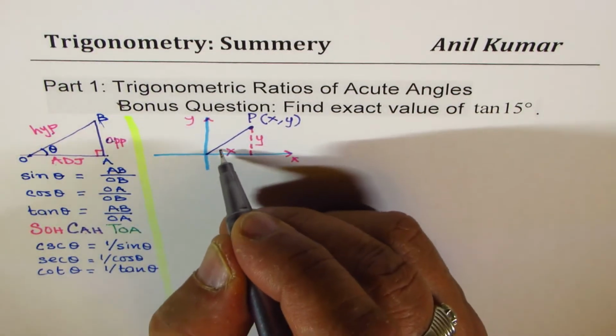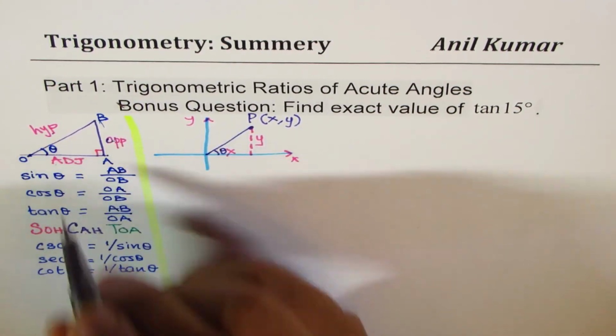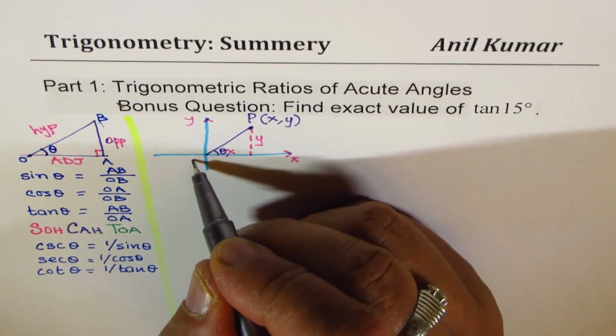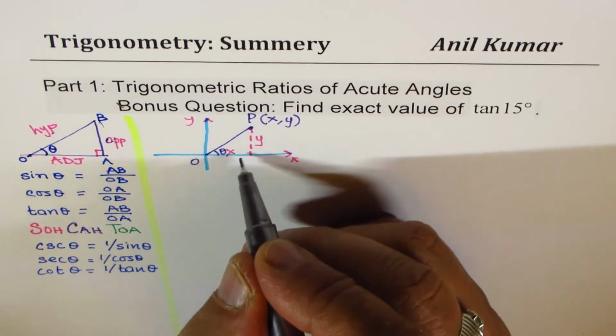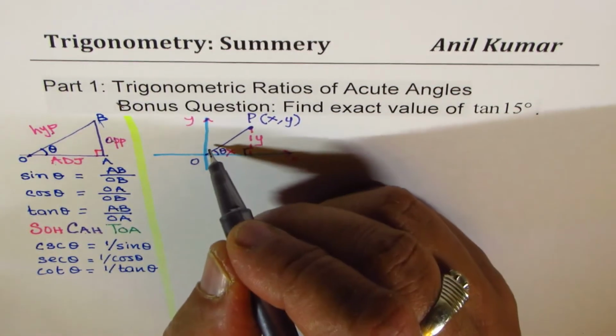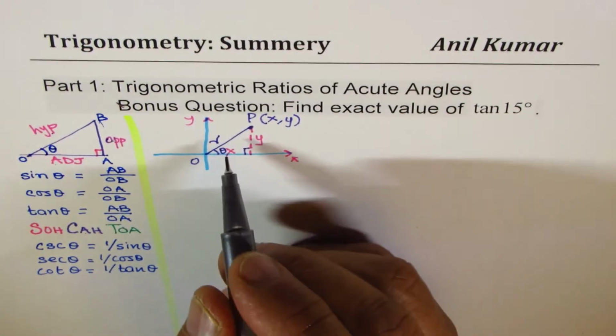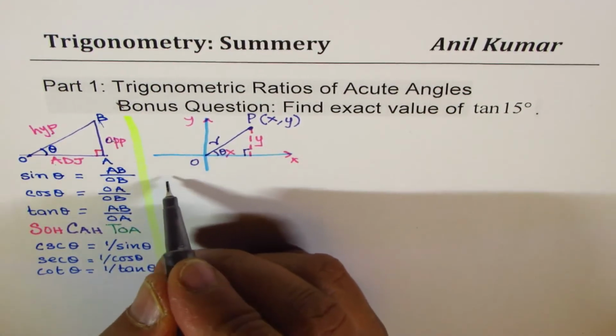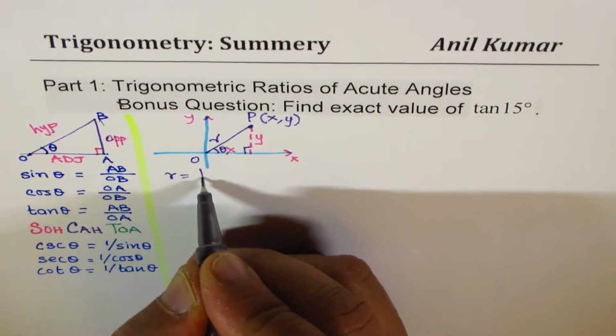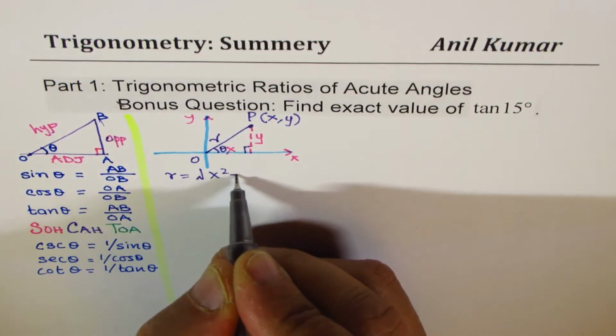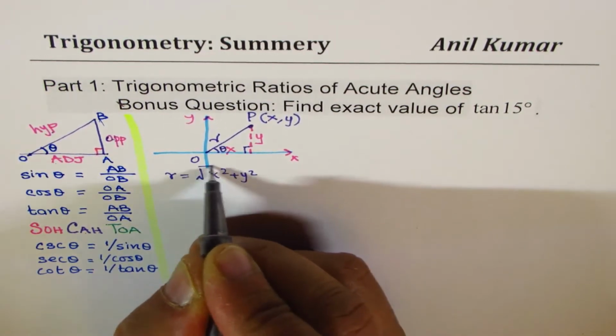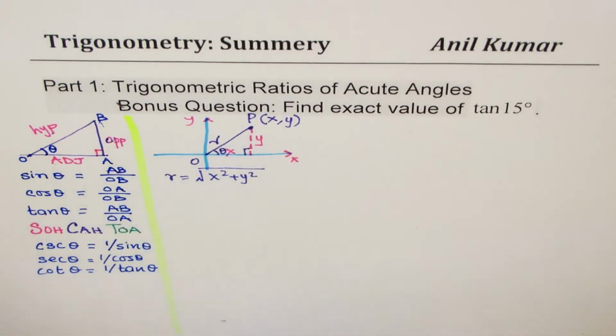Now, if I say this angle is theta, as we have taken here, and the distance from O to P using Pythagorean theorem, let's call it r. Using Pythagorean theorem, we can write r is equal to square root of x square plus y square, right? So you can find r, the hypotenuse of this triangle.